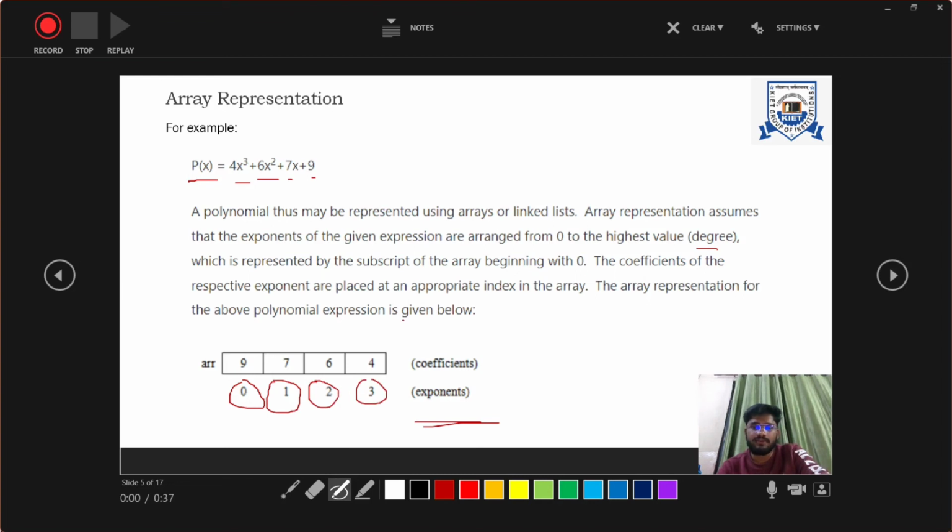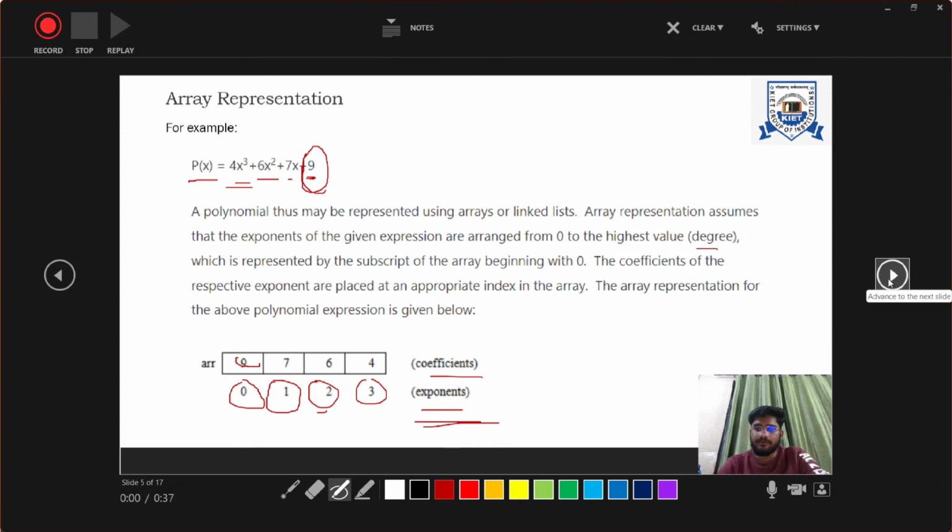We will take the coefficient and the respective exponent in the same way. In the array representation, for the exponent value zero, the coefficient is written as 9, and so on. Next we have 7, and for 6x square, at index 2 we have written 6, and so on. These are the coefficients and these are the exponent forms.